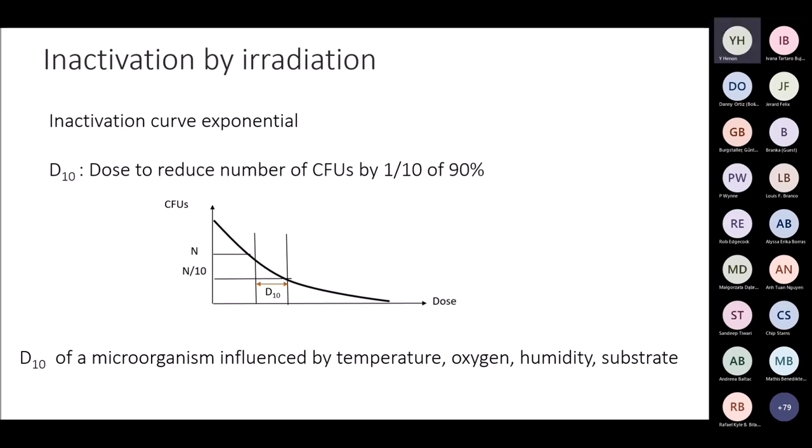A concept that is commonly used is the D10, the dose by which you will reduce the contamination to one tenth, so the number of colony forming units. So this D10 varies with the microorganism, but can also be influenced by temperature, by presence or absence of oxygen, by humidity. Remember, humidity, water, indirect route, so more efficient, and the substrate, because in the matter that carries the microorganisms, you can have substances, compounds that will act as a protection against irradiation, for example by scavenging the radicals, or that can make them more sensitive to irradiation.